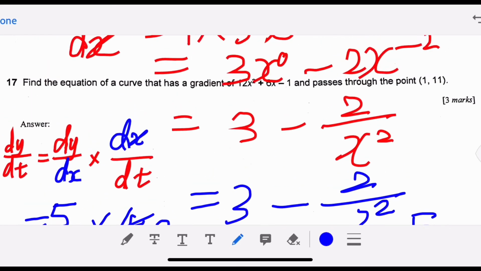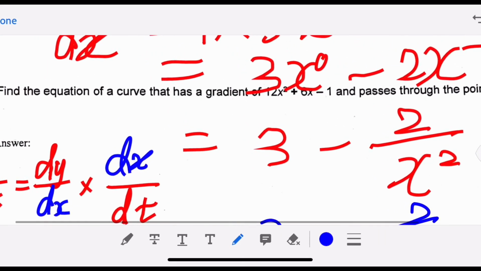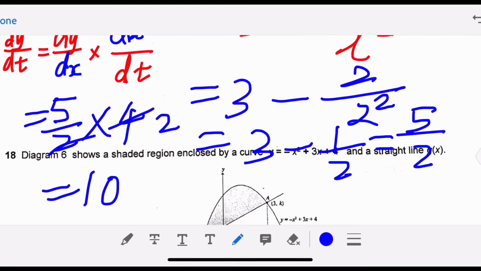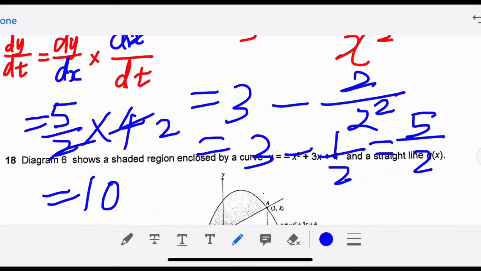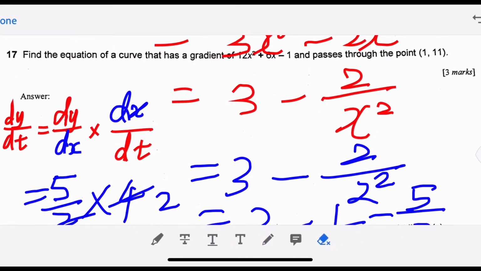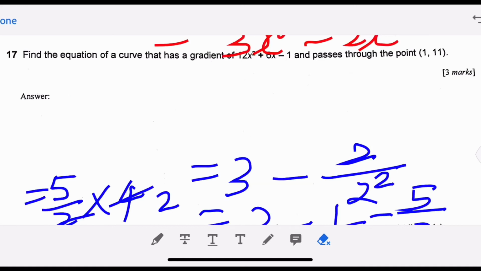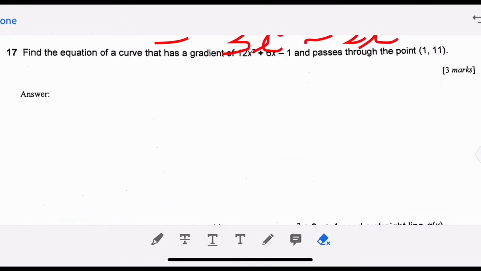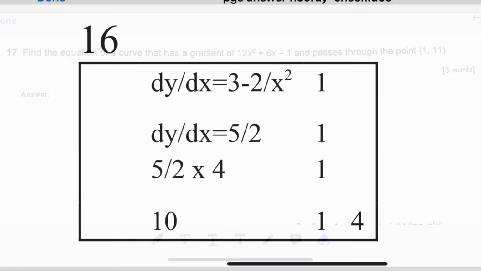So dy/dt is the rate of change of y. Rate means compare with the time, so you must write over dt. So dy/dt is 10. The rate of change of y is equal to 10. So that is how you do rate of change. You have to memorize the steps, you have to recall the steps.